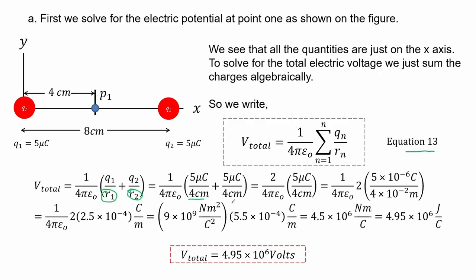One strategy to determine if you have arrived at a correct solution is by examining the units. For this case we see that the units will cancel some of them and end up with joules per coulomb, and we know that this leads to the unit volts. This is called dimensional analysis. So here we see that the value for the electric potential when two like charges are equidistant from point 1 is equal to 4.95 times 10 to the power of 6 volts.